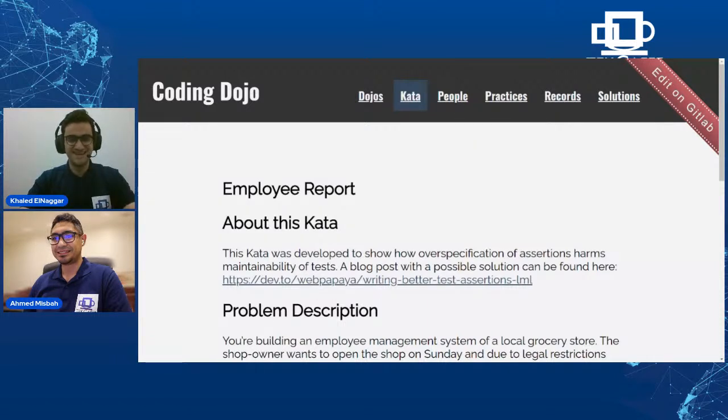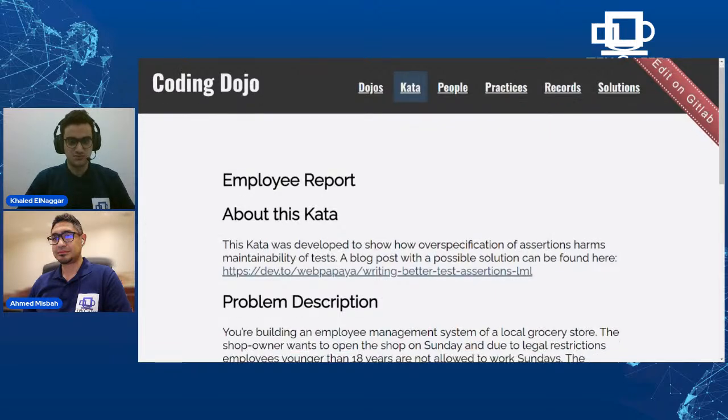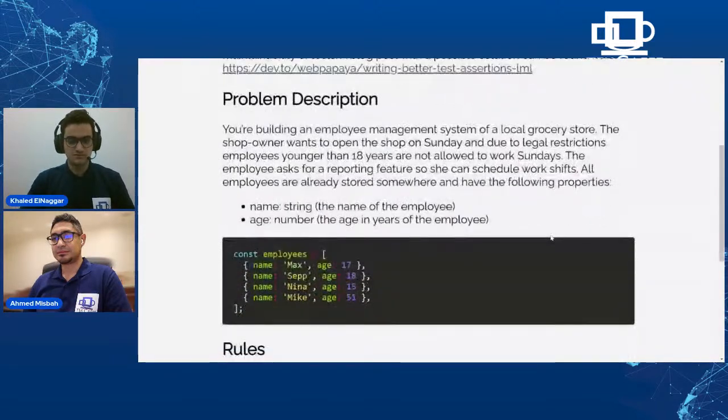Oh, sorry. It's Ahmed. We will be using a simple kata from codingdojo.com. Its name is employee report. So a local grocery store has an employee management system, and they need to be able to filter employees that are 18 years or older to work on Sundays because of legal restrictions in the country. And we should be fulfilling that requirement, Ahmed. Okay, that's great. So that's the kata we will be using.